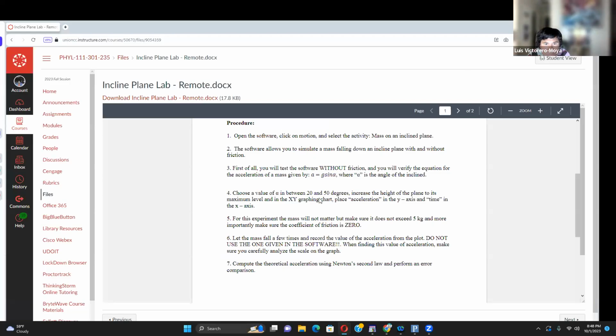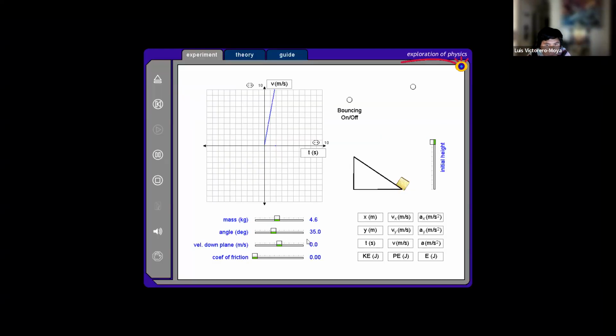If you read the procedure, it says that you have to test it without friction using the formula acceleration equals g sine alpha. The angle should be between 20 and 50 degrees, no more than 50. So I'm going to use this: no friction, starting from rest. And the mass, they specify it to be less than 5 kilograms or 4 kilograms, so put that there.